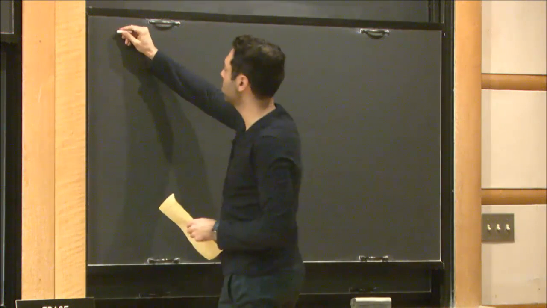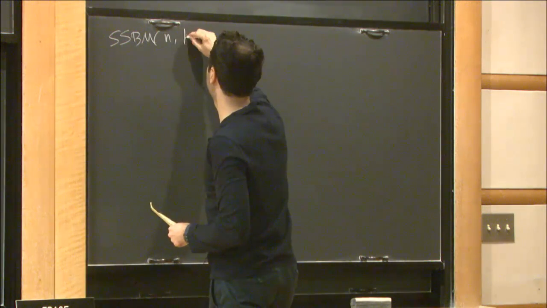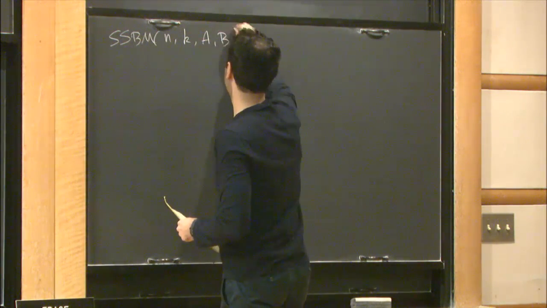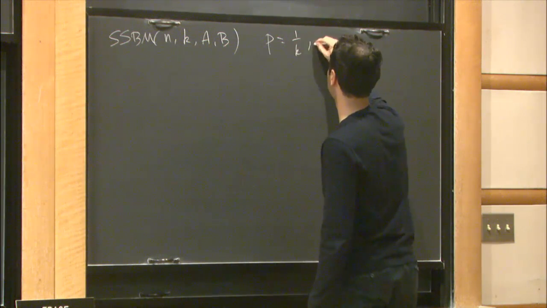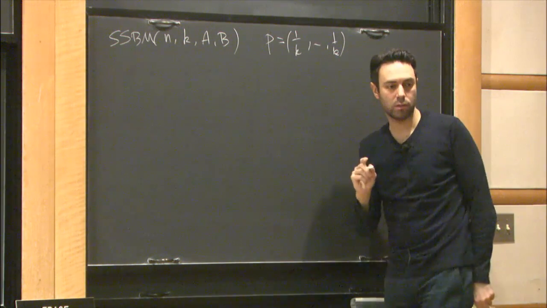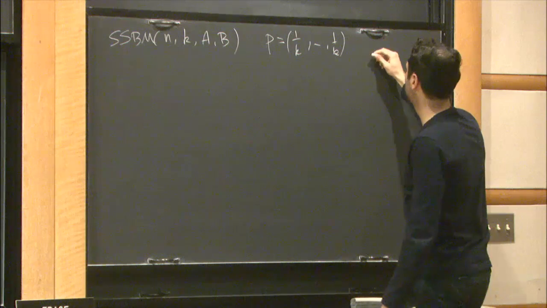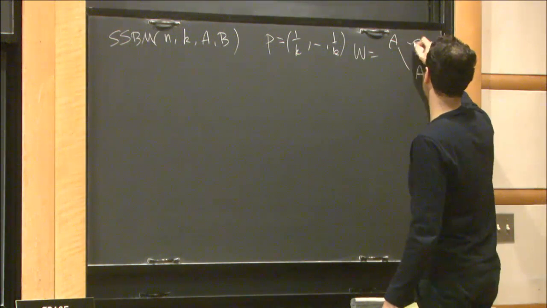A notation that I also use is the symmetric stochastic block model, SBM(n, k, a, b). That just means that the p vector in the definition is 1 over k everywhere, so the prior is the same for every color, and the same size for the clusters. And then the W matrix is going to be a on the diagonal and b everywhere else.